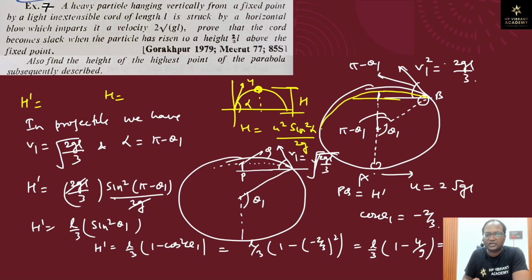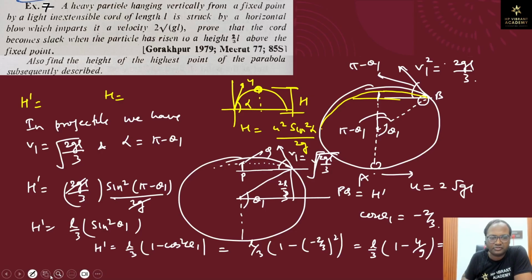So let us find the height from the fixed point. This height is when the particle has risen 2l upon 3 above the fixed point. So what will be the net height? 2l upon 3 plus 5l upon 27.